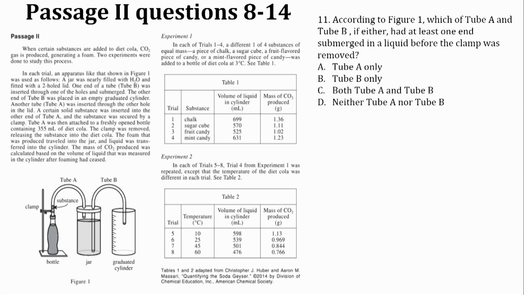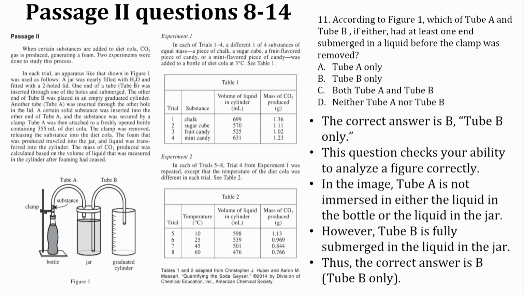Here's number 11. This says, according to figure 1, which of tube A and tube B, if either, had at least one end submerged in a liquid before the clamp was removed? Those are our answer choices, but we should have gone with B, tube B only. This question checks your ability to analyze a figure correctly. In the image to the left there, tube A is not immersed in either the liquid in the bottle or the liquid in the jar. However, tube B is fully immersed in the liquid in the jar. Thus, the correct answer is B.